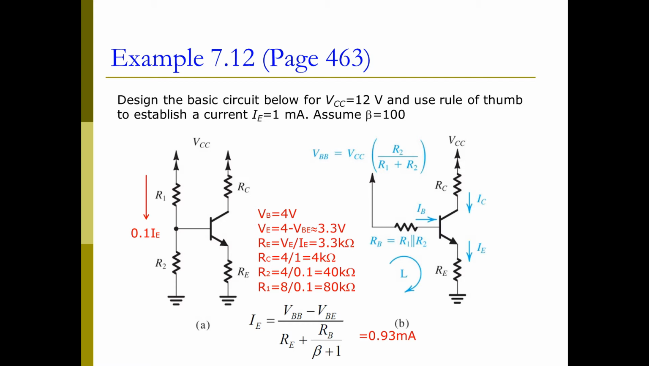Now let's plug those values into the emitter current equation we just derived. We end up with 0.93 milliamps, which is slightly different from the value we needed to design, that is 1 milliamp. In order to reduce this error, one approach is to increase the voltage divider current. But if we increase the voltage divider current, that will drain more power, right? So that's another disadvantage.